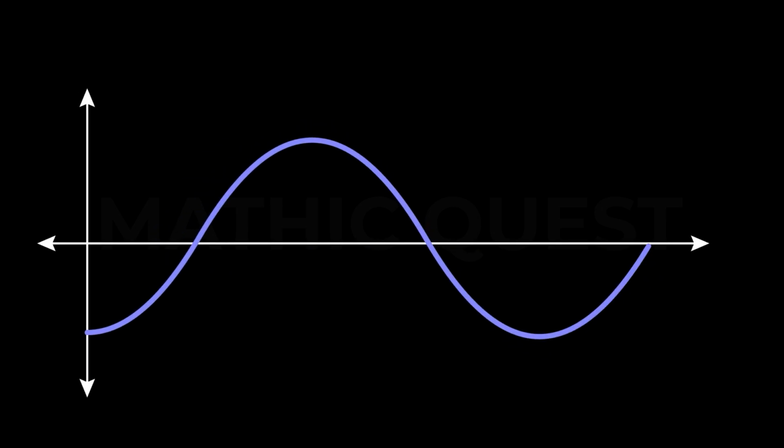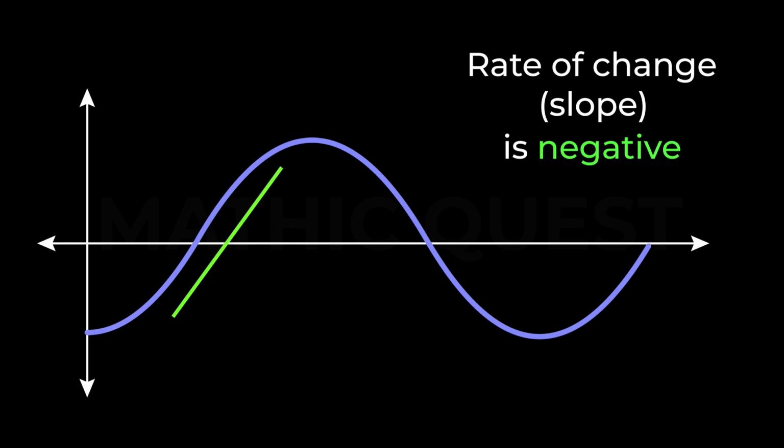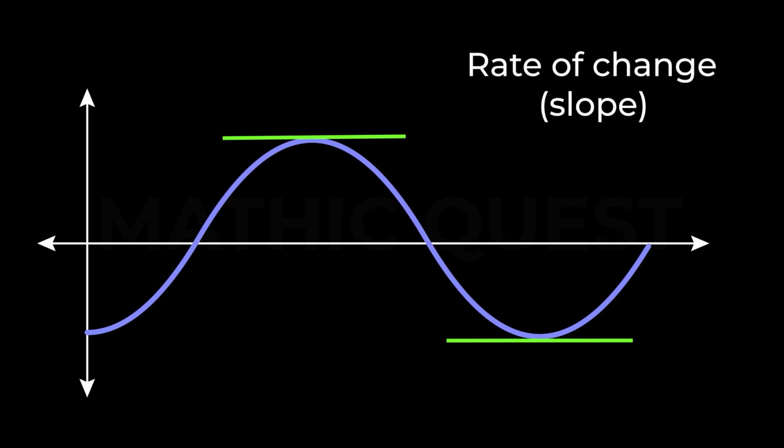In our previous video, we saw that rate of change is nothing but the slope. It's positive when the function is increasing and negative when the function is decreasing. And at these peak and valley points, where the function is neither increasing nor decreasing, we say that the slope is 0. Today we will take a look at the average rate of change.